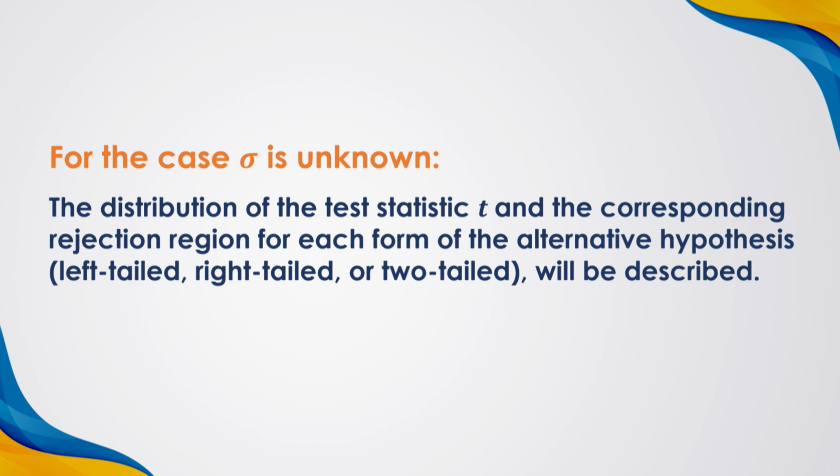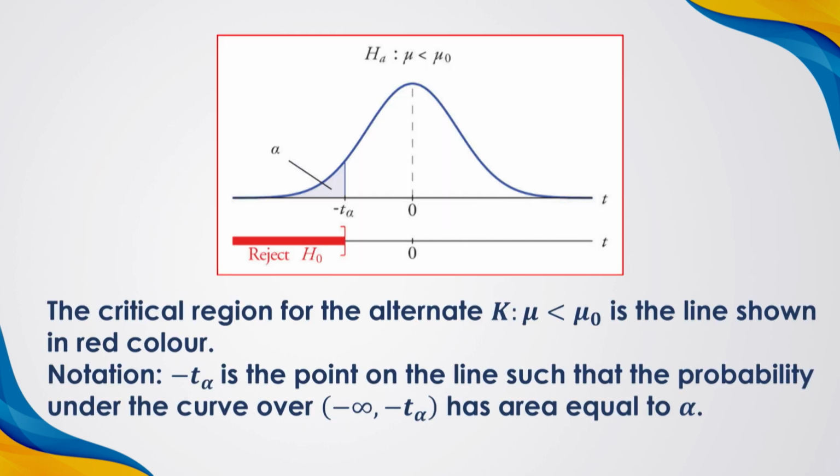For the case sigma is unknown, the distribution of the test statistic t and the corresponding rejection region for each form of the alternate hypothesis, that is left tailed, right tailed or two tailed, will be described. We have drawn the t curve, which is almost similar to the normal distribution except for some flatness on the edges. The critical region for the alternate hypothesis K, mu less than mu 0, is the line shown in red color. Notice that the line ends at minus t alpha. Here t alpha depends on the degrees of freedom, which is not clearly shown here to avoid confusion. So the probability under the curve over this line is equal to alpha.